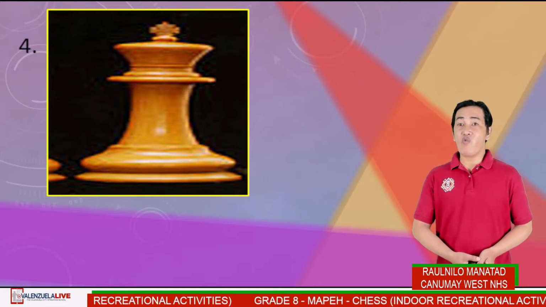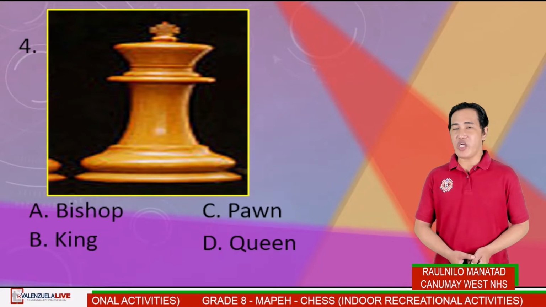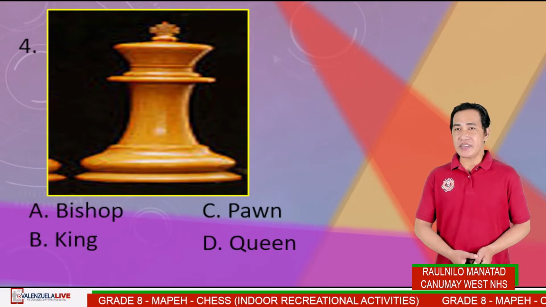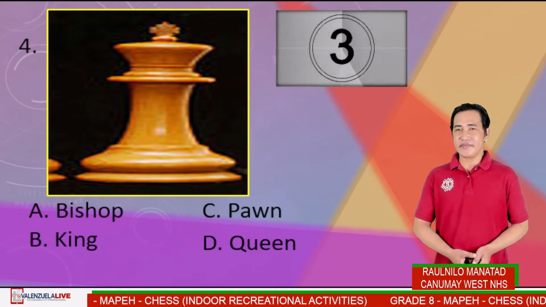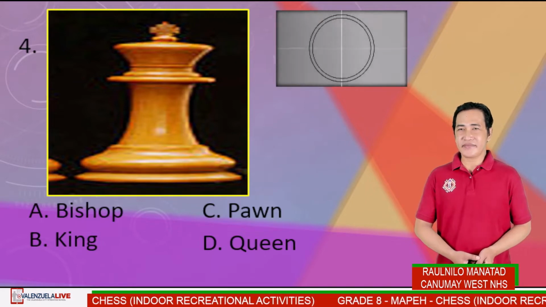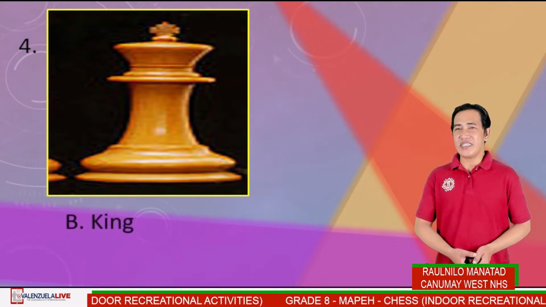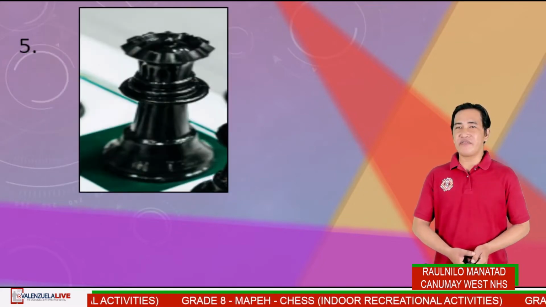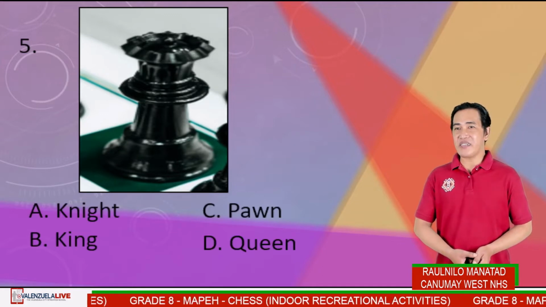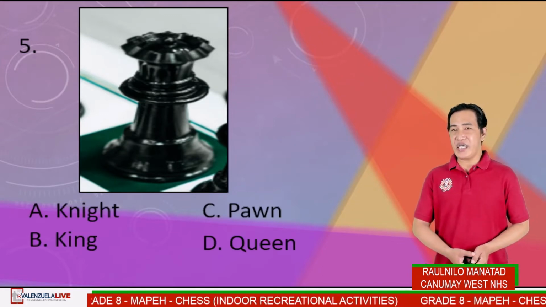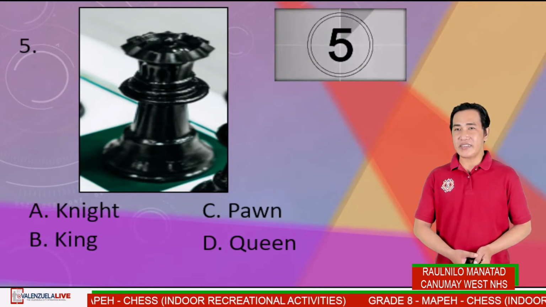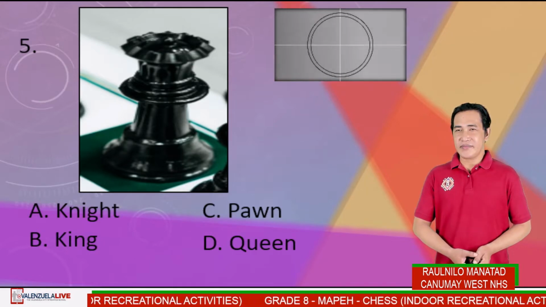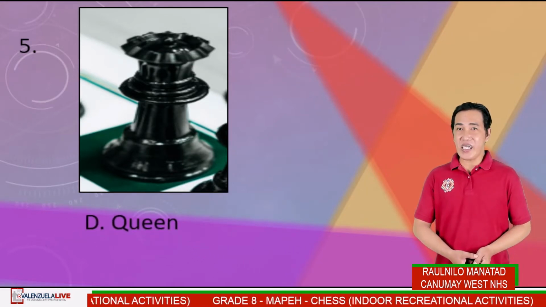For number 4, what piece is it? A. Bishop. B. King. C. Pawn. D. Queen. Exactly. The answer is B. King. How about the number 5? A. Knight. B. King. C. Pawn. D. Queen. Excellent. This is D. Queen.